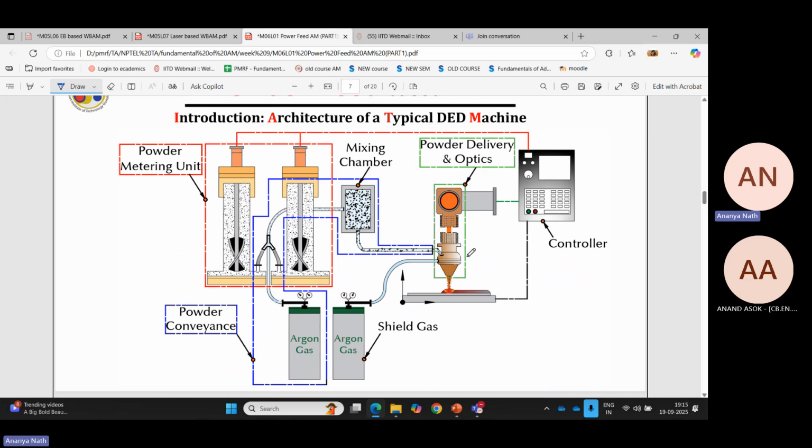And they will come through argon gas because loose powder cannot come through vacuum or something. So I need an inert gas to flow the powder from one container to my deposition zone. That's why this powder chamber will be connected to the argon, and now the powder is coming to the deposition zone. This is a mixing chamber. This mixing chamber is important when you are mixing two different types of powders together to get an MMC like metal matrix composite, or functionally graded material, or high entropy alloy, or any special type of alloy that you want to print.